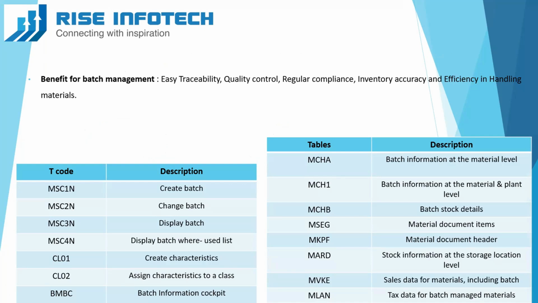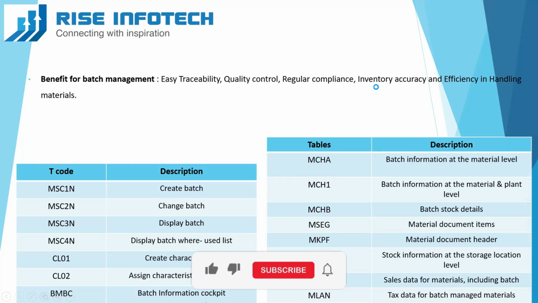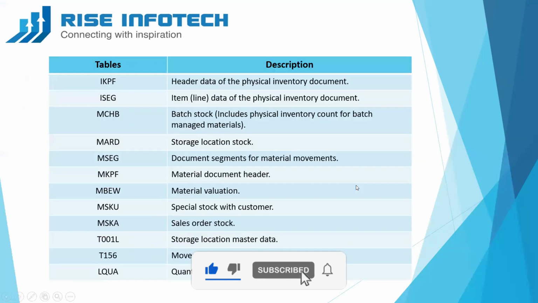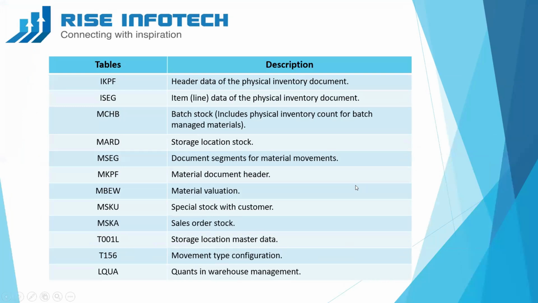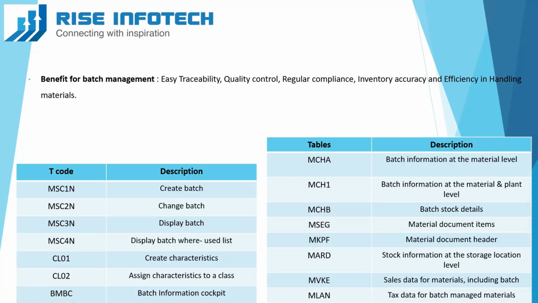Below we have a few SAP T codes: MSC1N to create the batch, MSC4N to display the batch, CL01 to create the characteristics, CL02 to assign a characteristic to a class, and BMBC for the batch information cockpit.